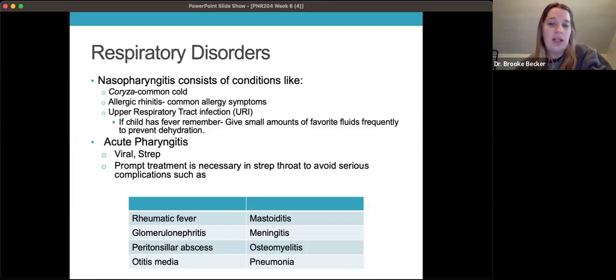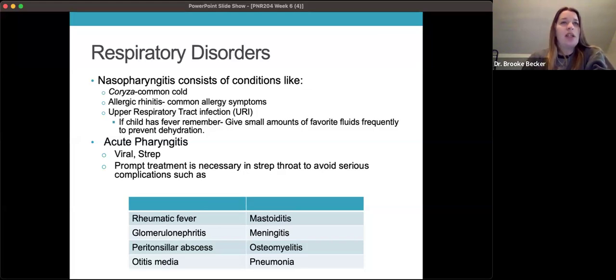Ear infections, otitis media, mastoiditis. So your mastoid bone is your bone right back behind your ear. So that can actually become red and inflamed from strep throat as well. Meningitis can happen from strep throat. Osteomyelitis, which is infection in the bones, okay? And pneumonia can also be a cause from strep throat. So if strep throat is missed, it's very risky for those kiddos. So be extra vigilant with sore throats and checking.